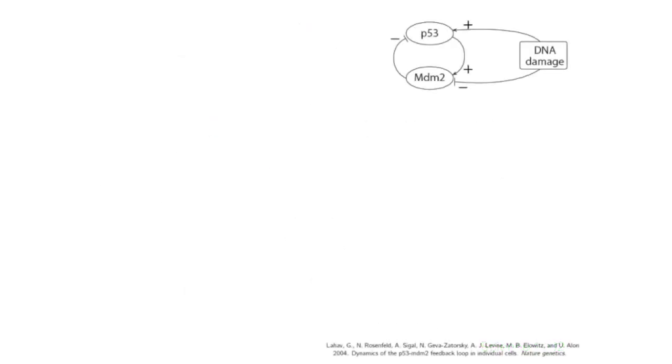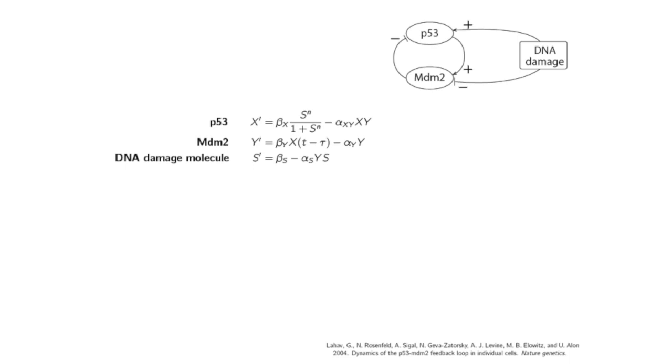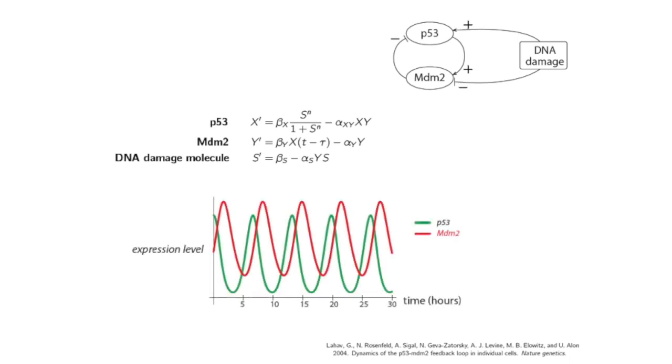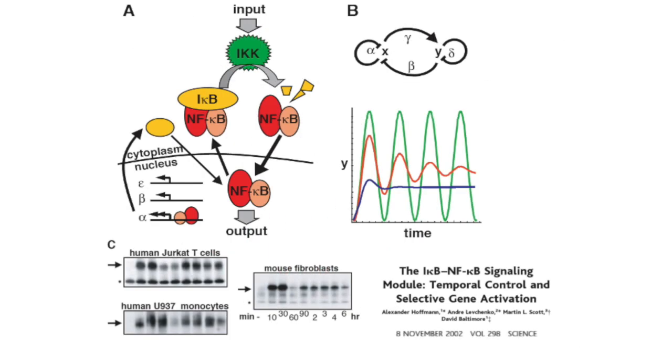The P53-MDM2 system, as described by the Harvard group, they put forward a straightforward 3-variable differential equation model, and we simulate it, and we indeed get the oscillations that they claim would be produced. Let's talk about NF kappa B. NF kappa B is also involved in a negative feedback loop.